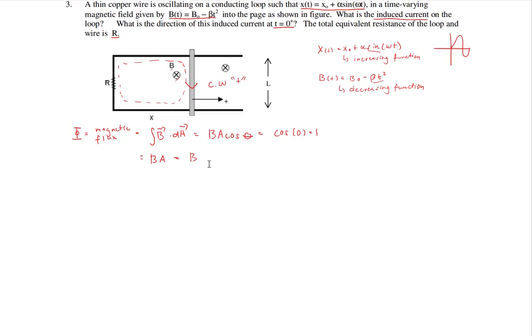The area of this loop is just length times width. We'll let our x be our w, so that's going to be L times x. We plug in the functions while pulling out L, our constant. It's going to be B naught minus beta t squared, times x naught plus alpha sine omega t. And that is our flux.